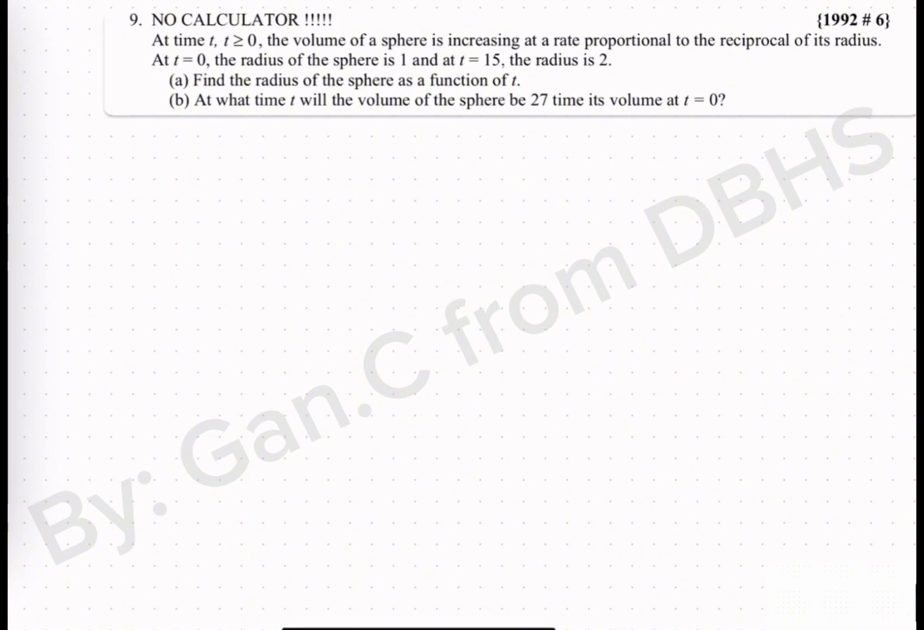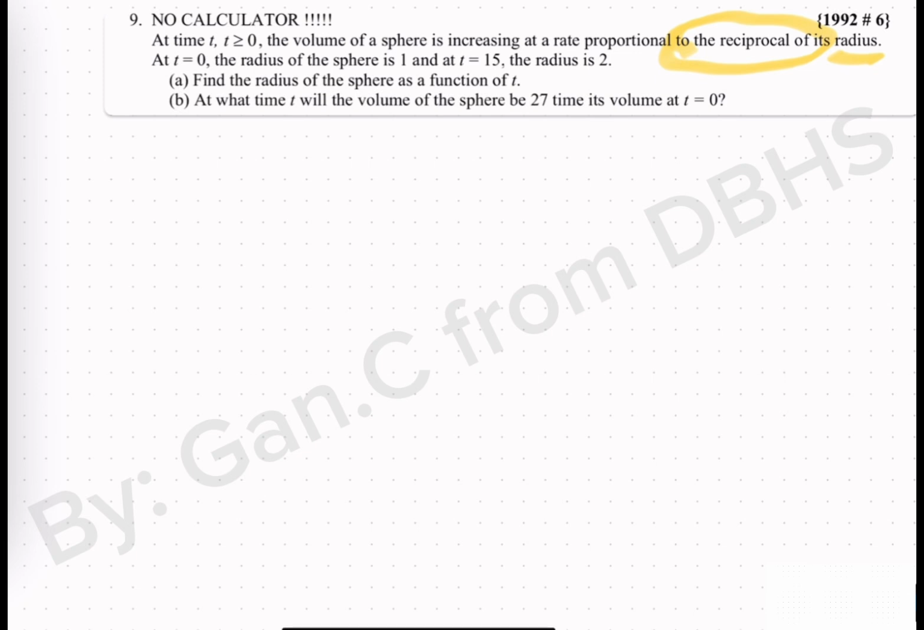At time t greater or equal to 0, the volume of a sphere is increasing at a rate proportional to the reciprocal of the radius. Look at that, that is important, the reciprocal of the radius. At t equal to 0, the radius of the sphere is 1, and at t equals 15, the radius is 2. So, for question A, find the radius of the sphere as a function of t.